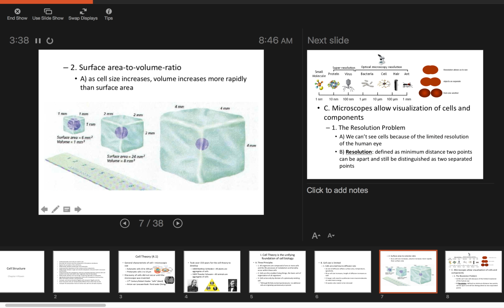So as the cell size increases, volume increases more rapidly than surface area. And so you're looking for the ratio. 6 divided by 1 is 6. If you were just to double the size of the cell, now your surface area is 24, volume is 8, so then it's a ratio of 3. So this is highly more optimal than this one. And if you jump to 4, well, you can do the math, but it's not a very good ratio.